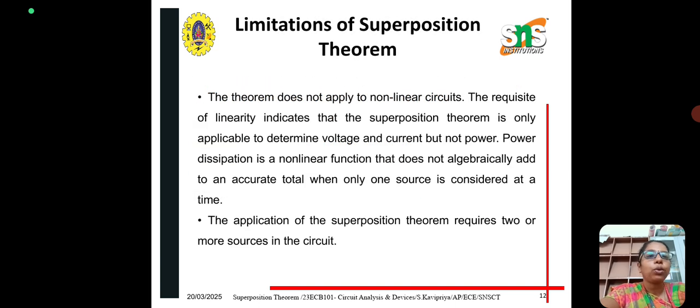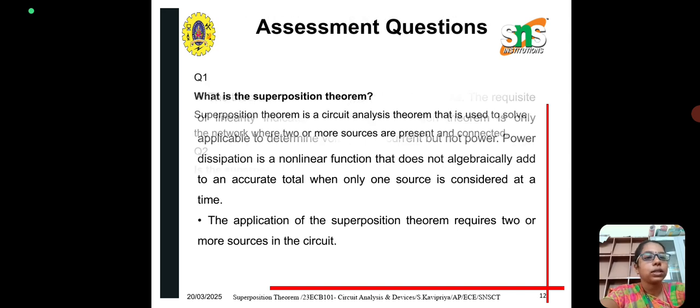Next, we are going to see the limitations of the superposition theorem. The theorem does not apply to non-linear circuits. The requisite of linearity indicates that the superposition theorem is only applicable to determine voltage and current but not power. Power dissipation is a nonlinear function that cannot be algebraically added to obtain the accurate total when only one source is considered at a time. The application of the superposition theorem requires two or more sources in a circuit.